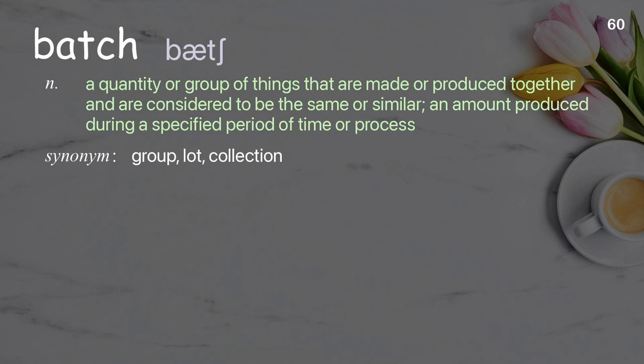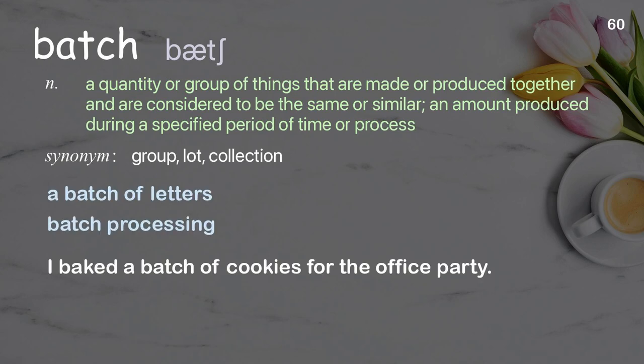Batch. A quantity or group of things that are made or produced together and are considered to be the same or similar, an amount produced during a specified period of time or process. Examples: a batch of letters, batch processing. I baked a batch of cookies for the office party.